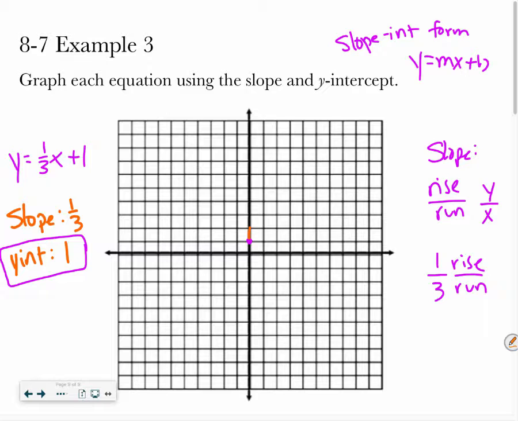So if I'm running 3, I want to make sure I'm going in the positive direction, okay? So positive on a number line is going to the right, and that is where my next point is. So again, I rise 1, I run 3. And I keep doing this until I have enough points that when I connect them, I can make a nice line. Okay? So that's how you graph using slope and a y-intercept.